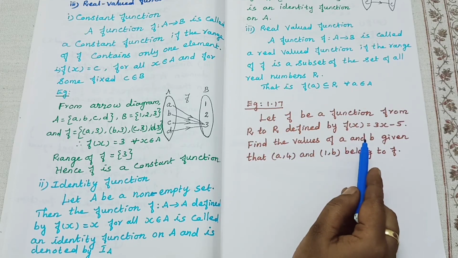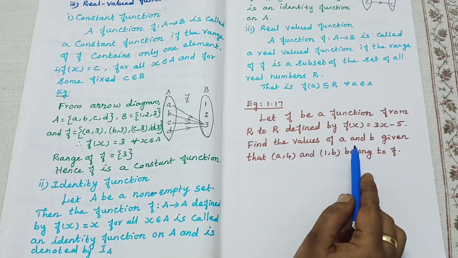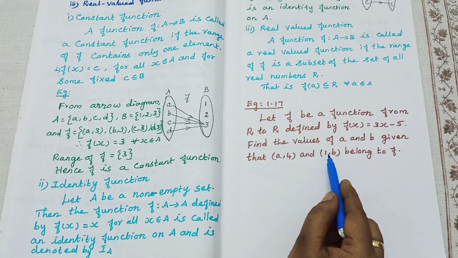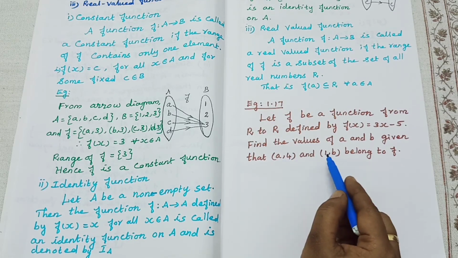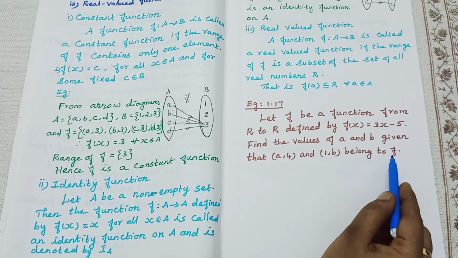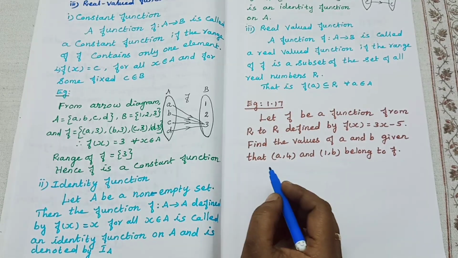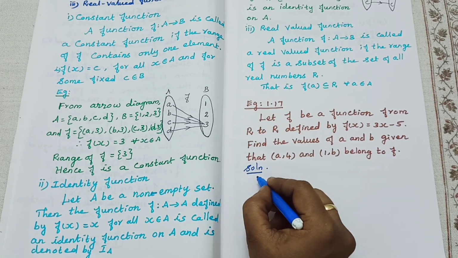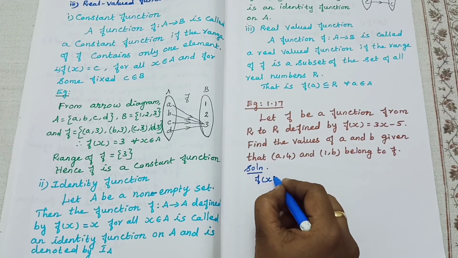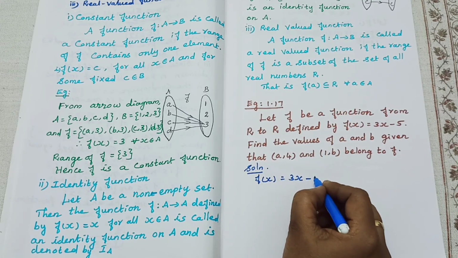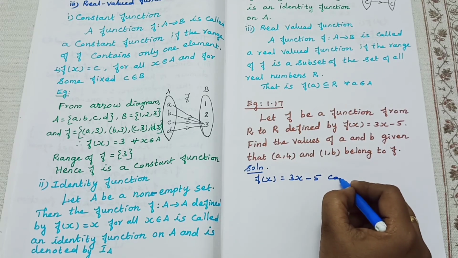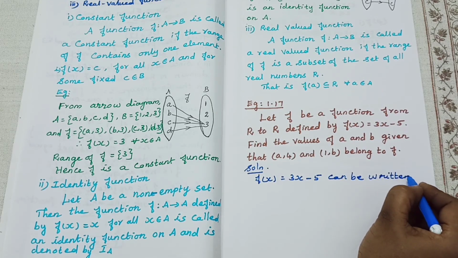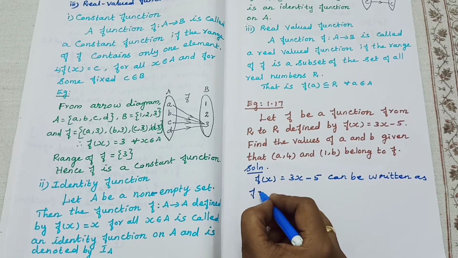So now the solution. First we write what is given: f of x is equal to 3x minus 5. This can be written in set builder form as f equal to the set of (x, 3x minus 5) such that x belongs to real numbers. Okay, like this we can write.